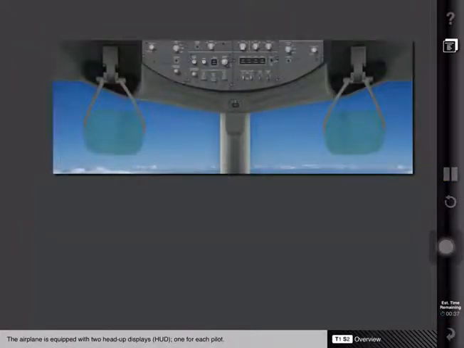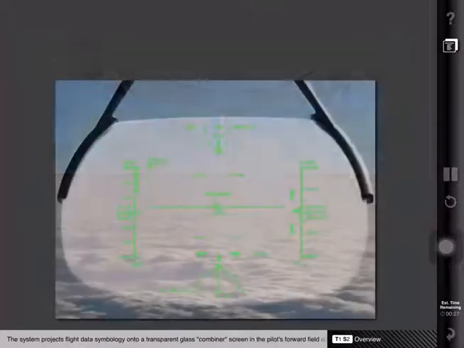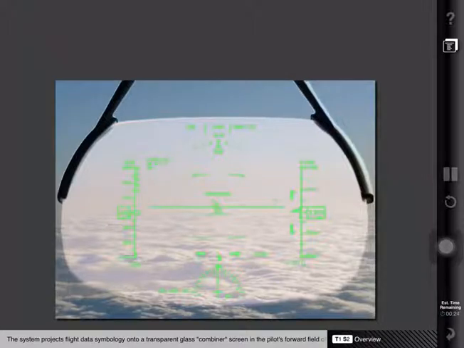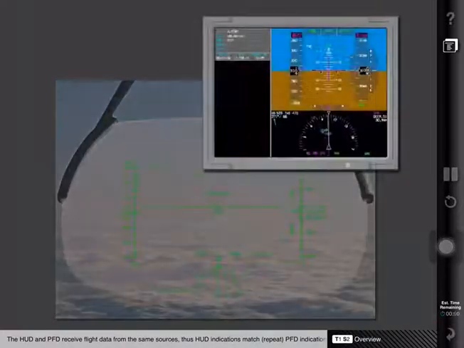The airplane is equipped with two heads-up displays, or HUDs, one for each pilot. These displays operate independently from each other. The system projects flight data symbology onto a transparent glass combiner screen in the pilot's forward field of vision. This allows the pilot to see the data while looking through the forward windscreen. The HUD and PFD receive flight data from the same sources. Thus, HUD indications match PFD indications, though data format and symbology may differ.